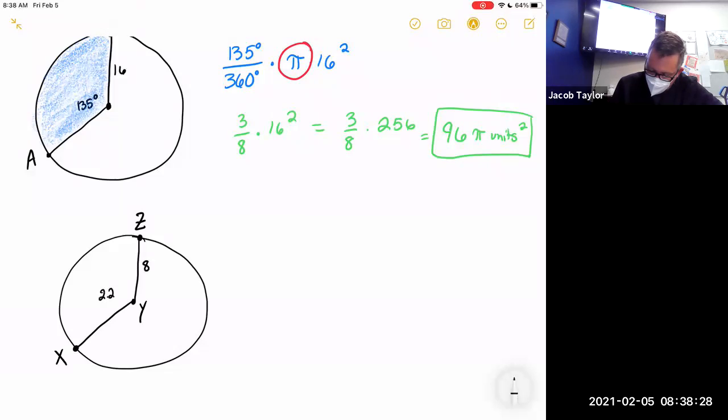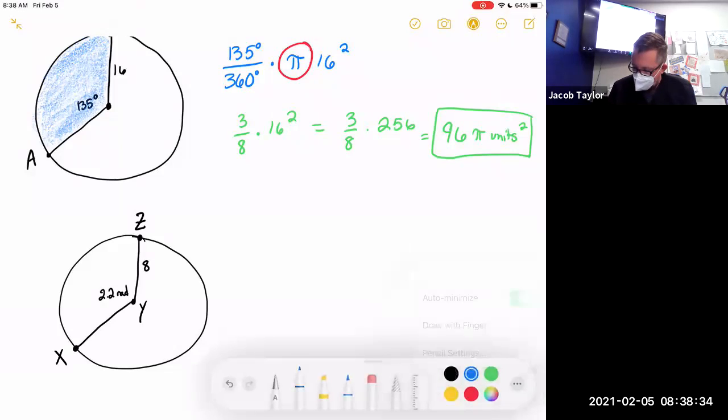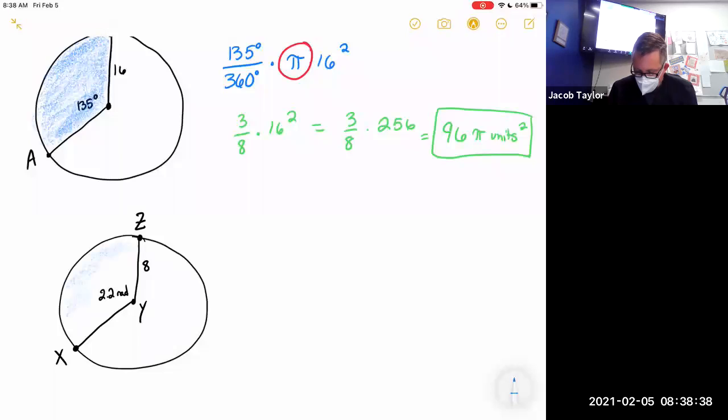Let's say it's 2.2 radians. And we want to find essentially the same sector area. This piece right here that we're given the measure for. It would be possible for us to find the area of the other sector, but it's an unnecessary amount of work because you just take the whole circle and subtract the angle measurement you were given.